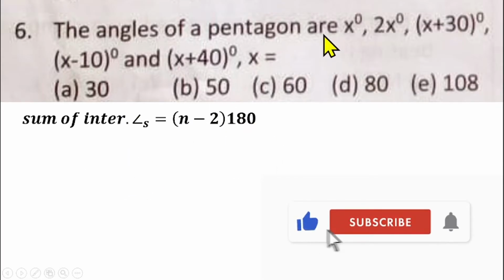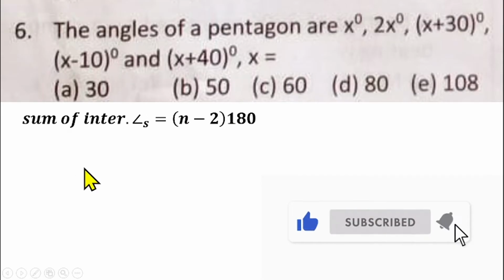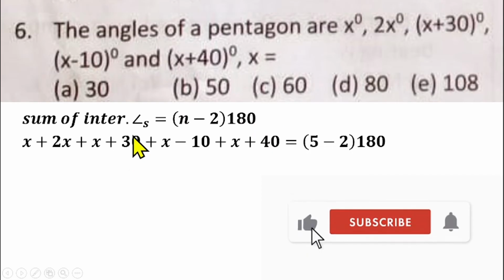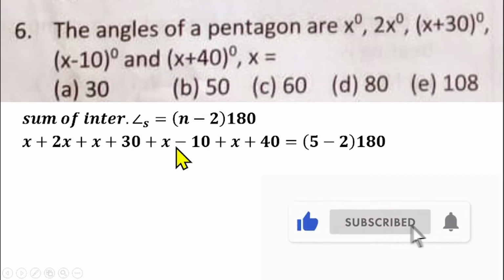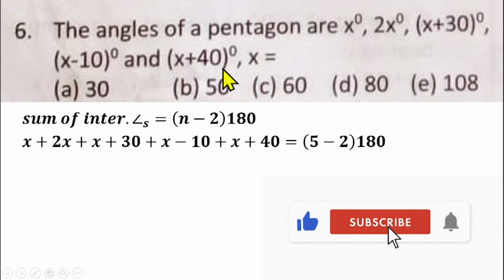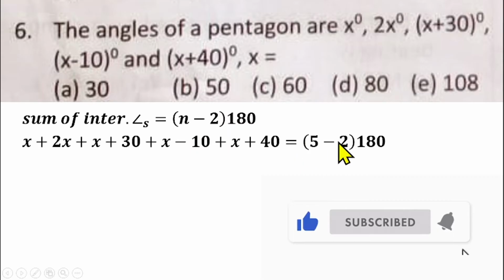So that means we need to sum all these angles together. That will give us x plus 2x plus x plus 30 plus x minus 10 plus x plus 40 equals, they said the polygon is a pentagon, that means it has 5 sides, so we'll be having 5 minus 2 multiplied by 180.